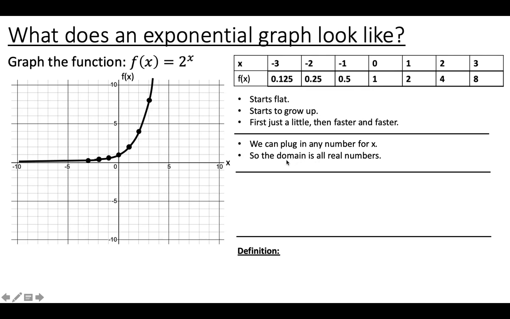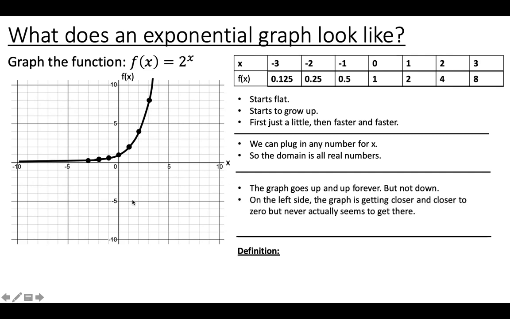And of course, if we're going to talk about domain, that's the x's. We're going to talk about the y's, which we call range. Let's look at what's going on. The graph goes up and up forever, right? It's going up, going up, and it will keep going up forever. But not down, right? If we look at this side, it starts to get more and more flat. It doesn't go down and down forever. So on that left side, the graph is getting closer and closer to 0, but never actually seems to get there. Even right here, it's really close, but it's not actually at 0, okay?